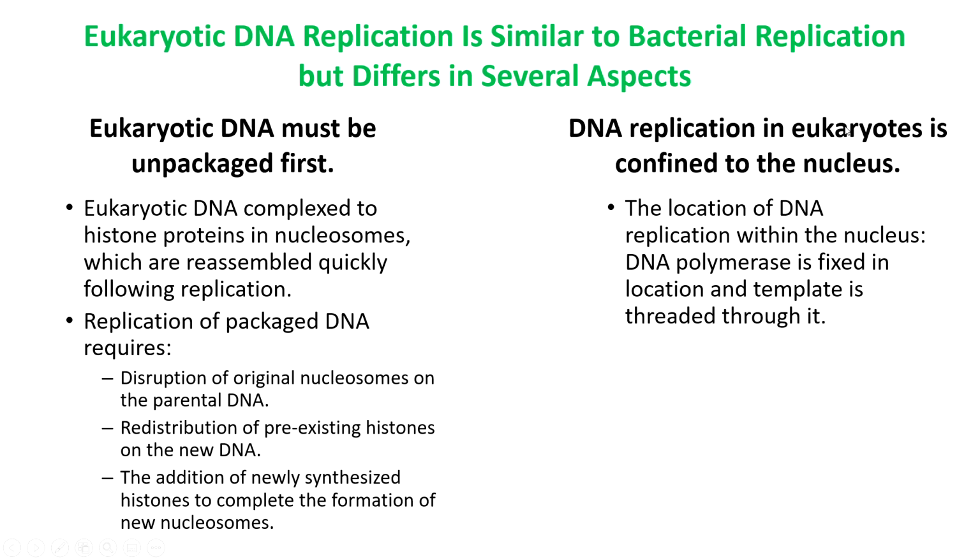DNA replication is also confined to the nucleus, and so all of the machinery required to replicate DNA must also exist in the nucleus. So not only are we trying to stuff a humongous genome into the nucleus, but we're also trying to pack it full of polymerase enzymes that will replicate the DNA. DNA polymerase is actually fixed in location, and the template, or the DNA, is threaded through the DNA polymerase. And so DNA polymerases are attached to the inner wall of the nuclear membrane, and then the genome is sort of threaded through it.